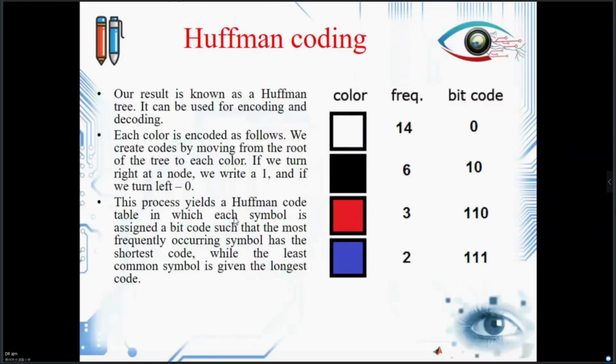You will see for blue and white, with the frequencies of 2 and 14, the bit code difference is something like this. The main aim of this coding is that the most repeated one has the shortest code, and the least repeated color will have the longest code at the end.